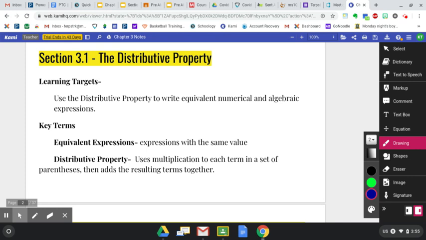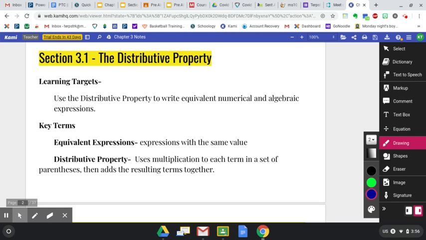Section 3.1, we're going to start with the distributive property. This is a property, like I said, that'll be used in solving. It's used in simplifying. We'll see that today. Our target is to use the distributive property to write equivalent numerical and algebraic expressions with heavy emphasis on the algebraic part, the ones that contain variables.